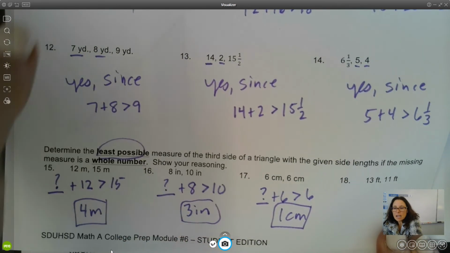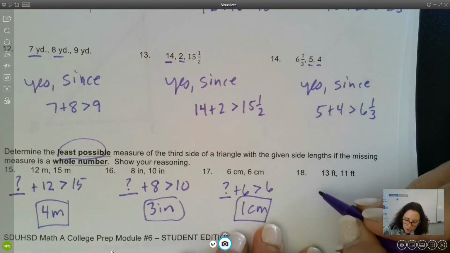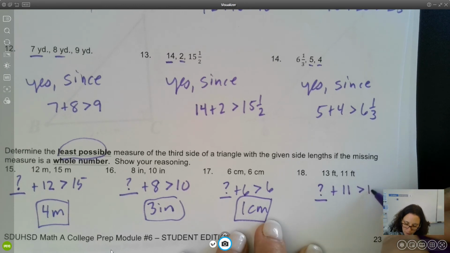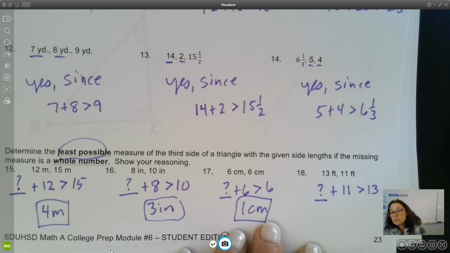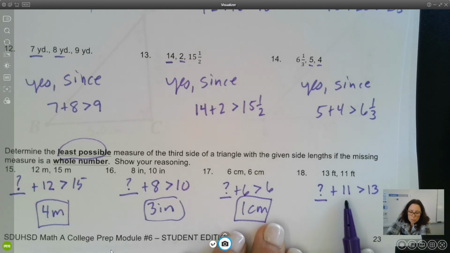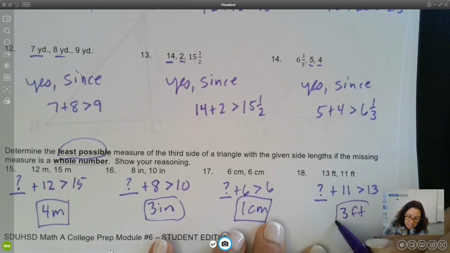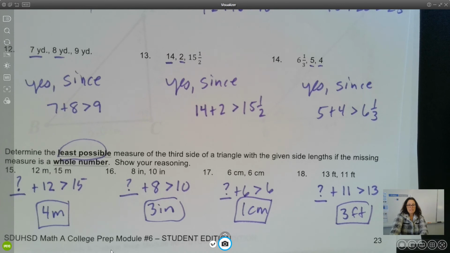Okay, and then there's this last guy in the corner here. Question mark for the smallest plus the middle size, 11, has to be bigger than 13. All right, well, 10 works, 8 works, 5 works. Keep going smaller. 4 works. 3 works. Does 2 work? Ooh. 2 plus 11 is equal to 13, so we need 3 feet is the least. Okay. Got one more little part.